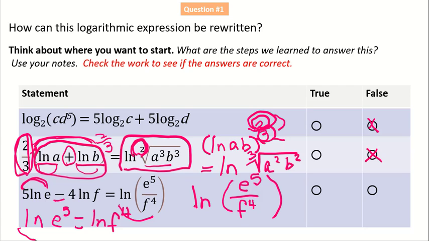Now let me go and look and see if that's the answer. Check. Is that true or false? And in this case, it is true. Alright, so we have 3 things that we need to evaluate. Let's move on to question number 2.